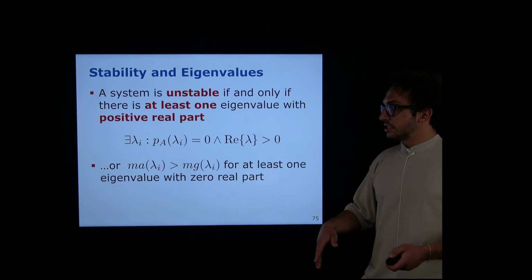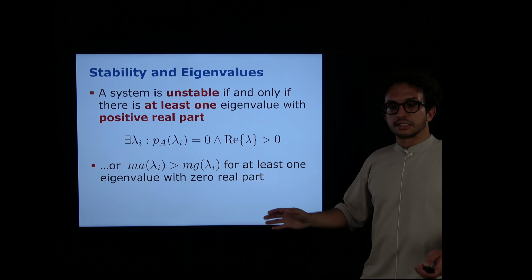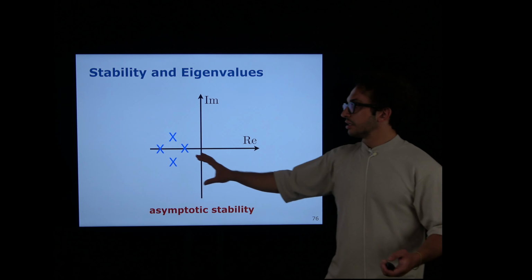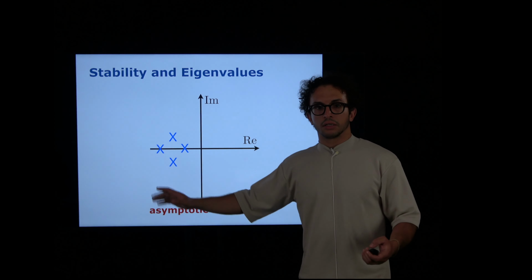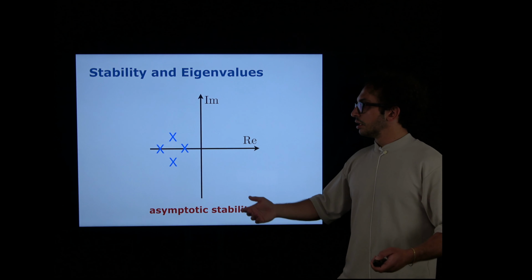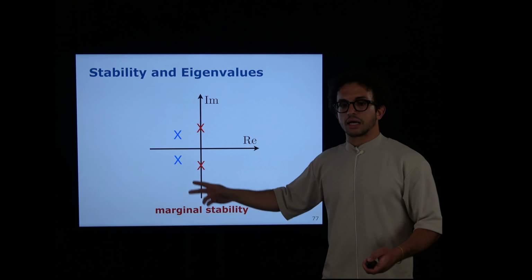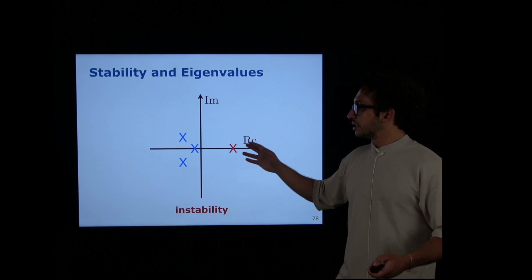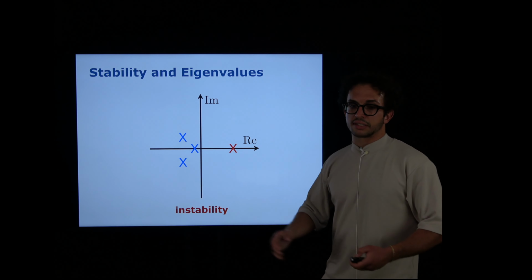Forgetting a bit about this multiplicity thing, basically the stability breakdown is: if everything is on the left-hand plane, we have asymptotic stability. If something is on the imaginary axis, we have marginal stability. If anything is on the right-hand plane, we have instability.